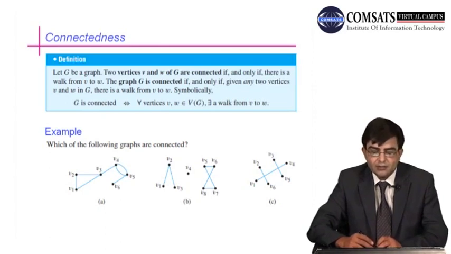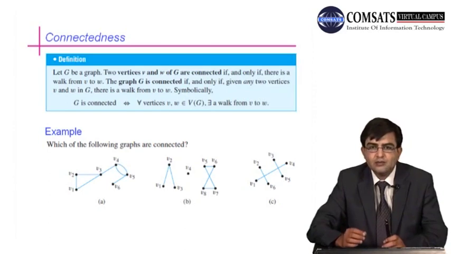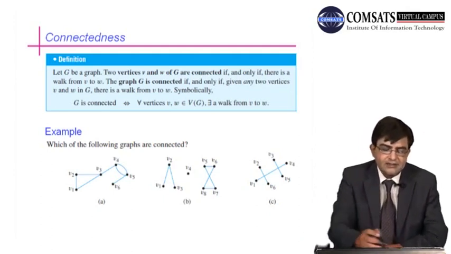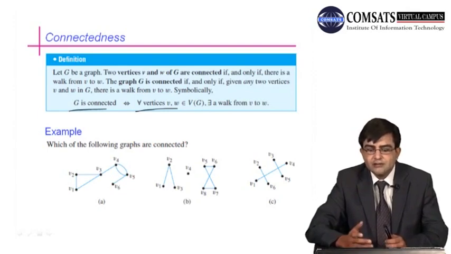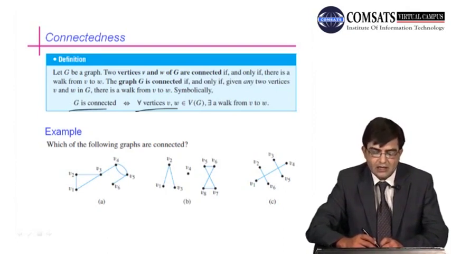Let G be a graph. Two vertices V and W of G are connected if and only if there is a walk from V to W. You can take any two vertices in the graph, for example V and W. The graph G is connected if and only if, given any two vertices V and W in G, there is a walk from V to W. Symbolically, G is connected if and only if for all vertices V and W, that is, if we choose any two vertices in the set of vertices of that graph, V and W belong to V of G, there is a walk from V to W. If there is not a walk, then we cannot say that the graph is connected.